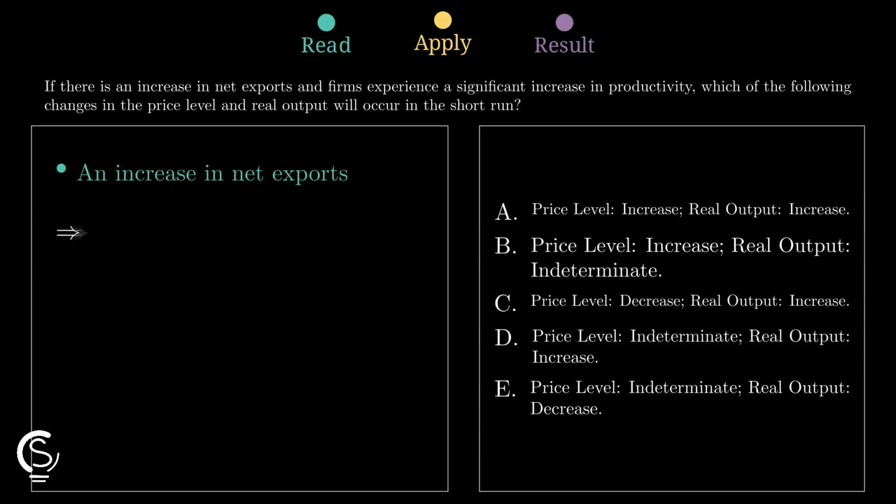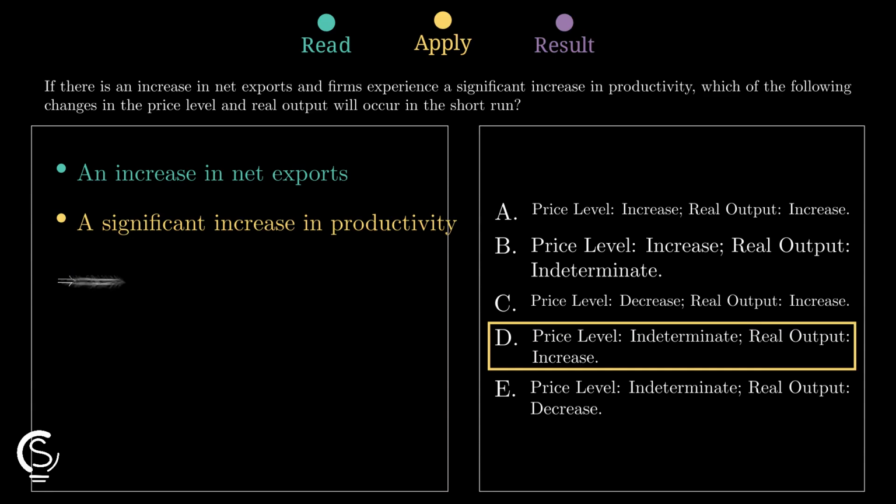Both shifts increase real output, making it certain. Conflicting price level changes make the final level indeterminate. Therefore, option D is correct.